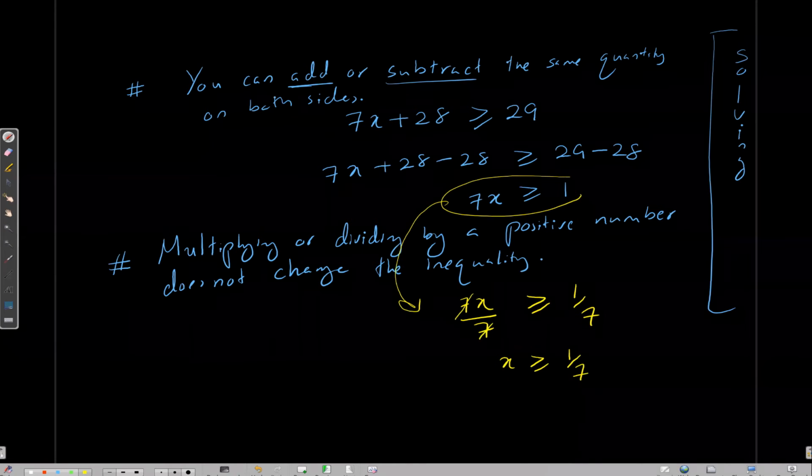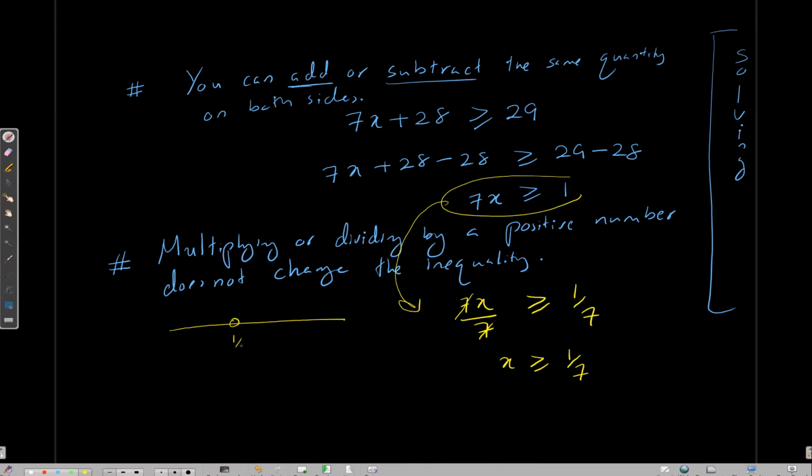And if you want to put it in interval notation, so let's say 1/7 is somewhere here, equal sign is there, you shade it, and everything to the right. Why? Because x is greater than or equal to 1/7. And in interval notation, 1/7, that is the smallest value. X can be anything larger than that.